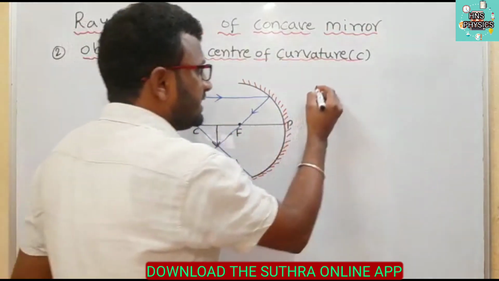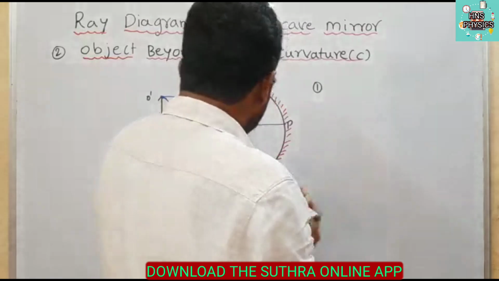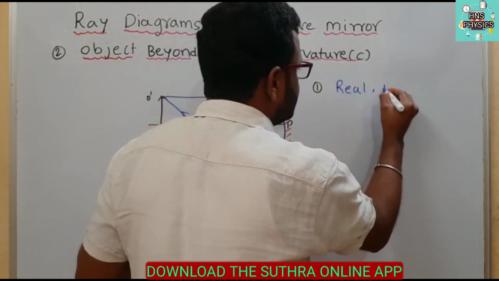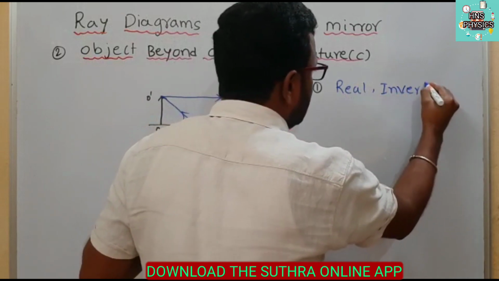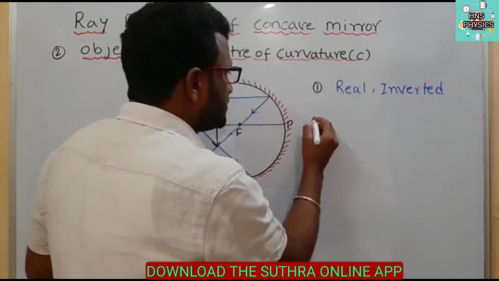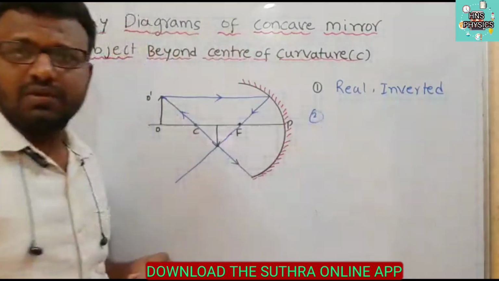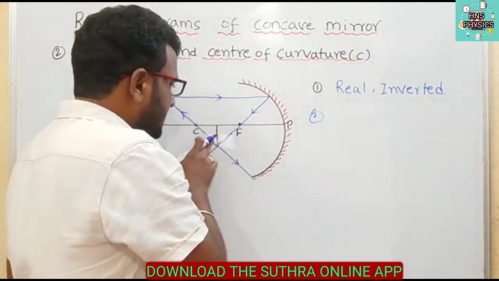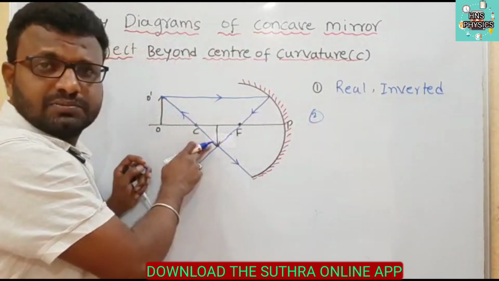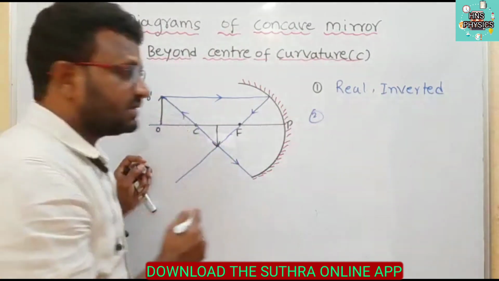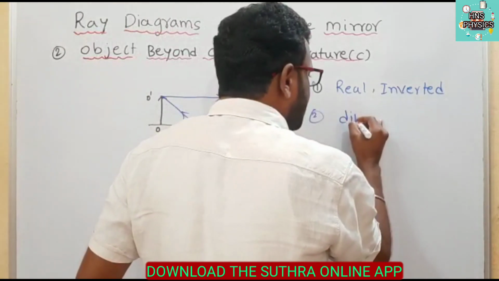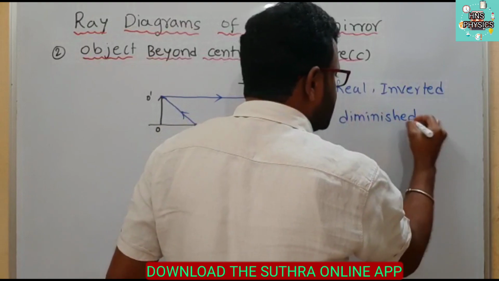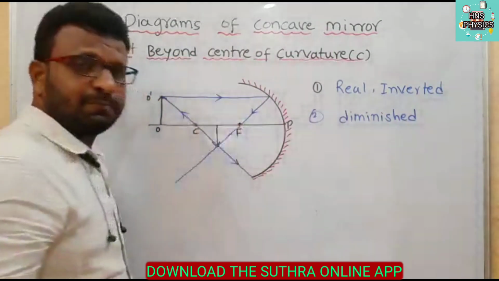So what is the nature here? Nature is real, inverted. What about size here? Small size, smaller than the object. So the image size is smaller than the object. That means here it is diminished, not highly diminished, just diminished, which means smaller.